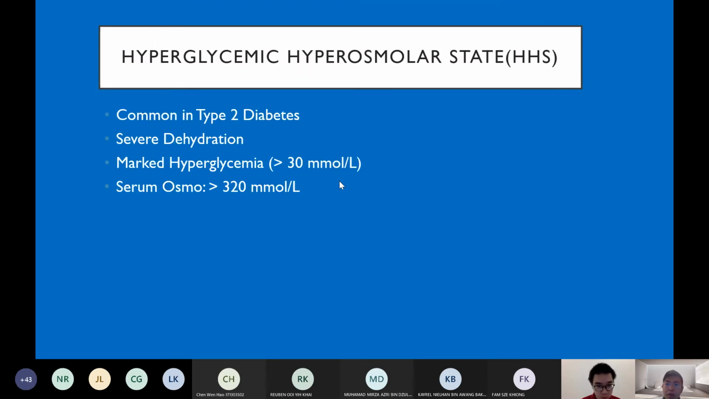Okay, and moving on to HHS, like I mentioned just now, it's common in type 2 diabetes, and the marker of HHS is severe dehydration and marked hyperglycemia. Usually their blood glucose is much higher than patients who present with DKA, because they are insulin resistant, and their serum osmolarity is also high at 320. And basically, how you measure the effective serum osmolarity is by 2 times sodium plus potassium plus glucose.